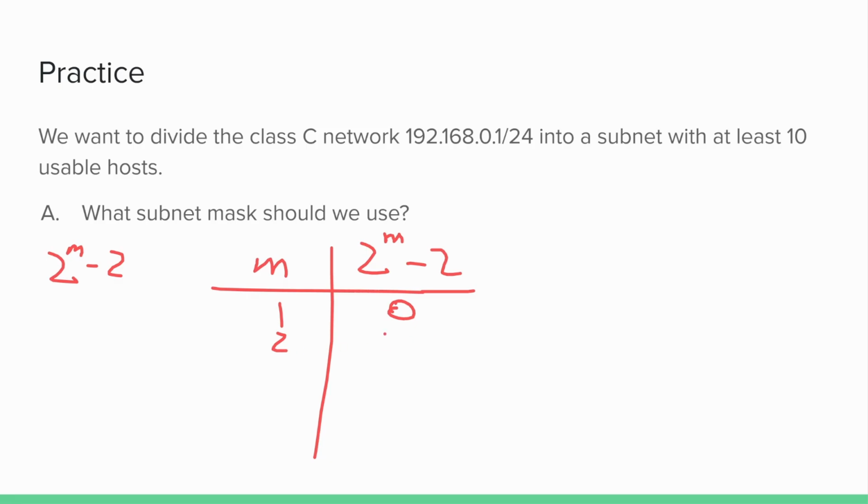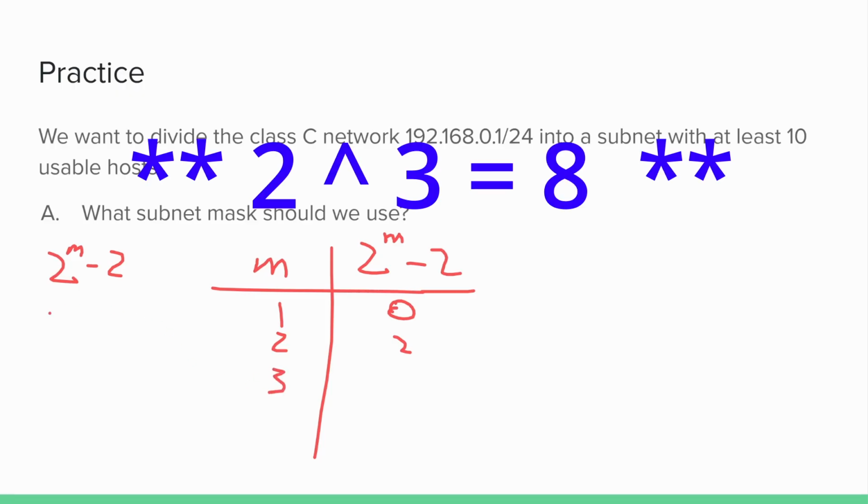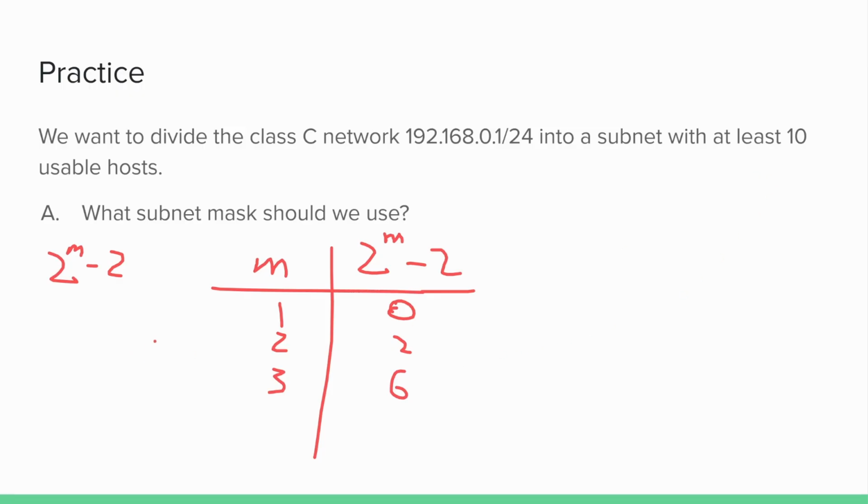If m is 2, it's 2 squared, 4, minus 2. That's going to be 2. If it's 3, it's going to be 2 to the 3, 8, minus 2, or 6. Still not enough. If it's 4, 2 to the 4 is 16, minus 2, or 14. So now we finally have enough hosts if we have 4 host bits. As you noticed, this is not an exact match, right? We're going to have 4 more hosts than we actually need.